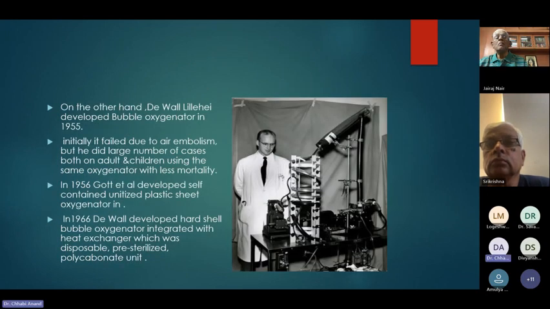On the other hand, DeWall and Lillehei developed the bubble oxygenator in 1955. Initially, it failed due to air embolism, but he did a large number of cases both on adults and children using the same oxygenator with less mortality. In 1956, Gott et al. developed a self-contained plastic sheet oxygenator. In 1966, DeWall developed a hard shell bubble oxygenator integrated with a heat exchanger, which was a disposable pre-sterilized polycarbonate unit.